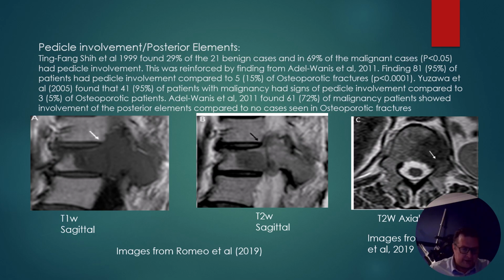So the first one, as you can see, clearly there is a dark signal change. This is your normal, and the posterior element isn't. This is on the axial side, so again you can see the dark there. As you can see from the references above, they find that roughly 70 to 95% of patients with malignancy will have involvement of the pedicle and posterior elements, which is a lot lower if it is of an osteoporotic nature.